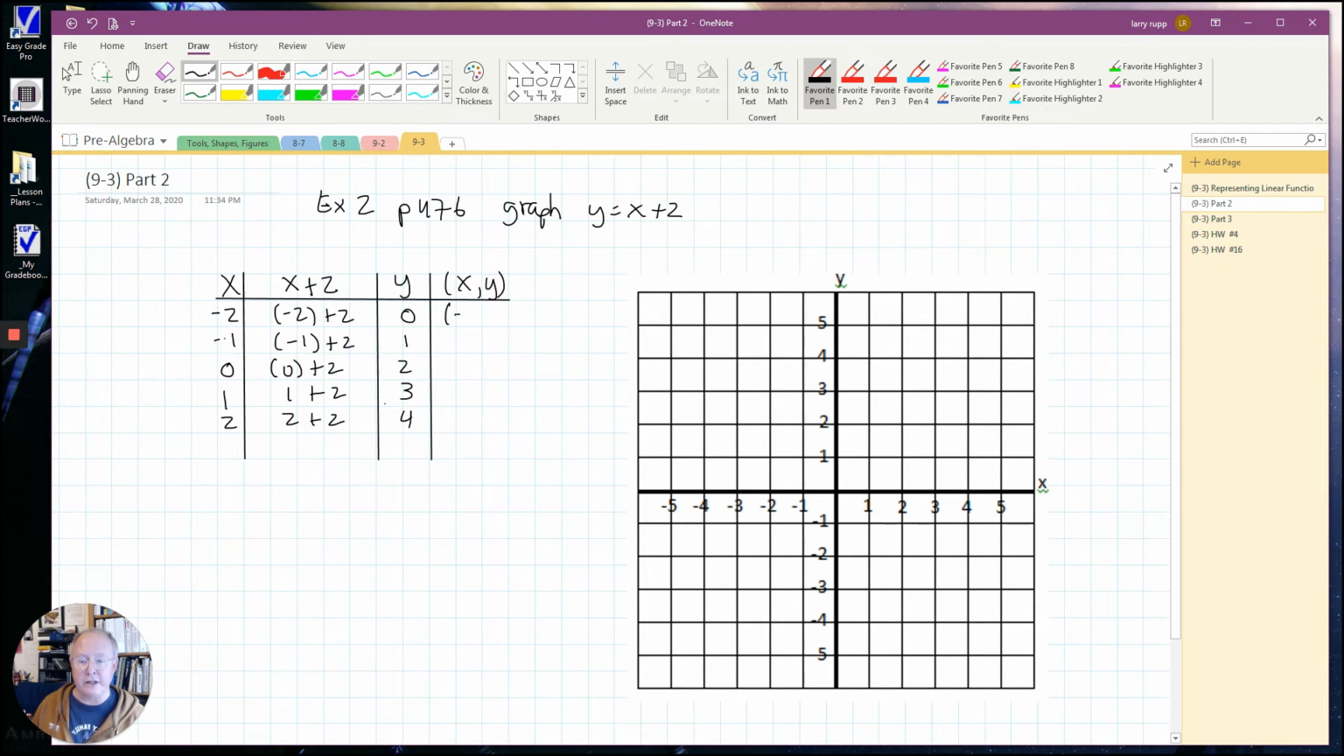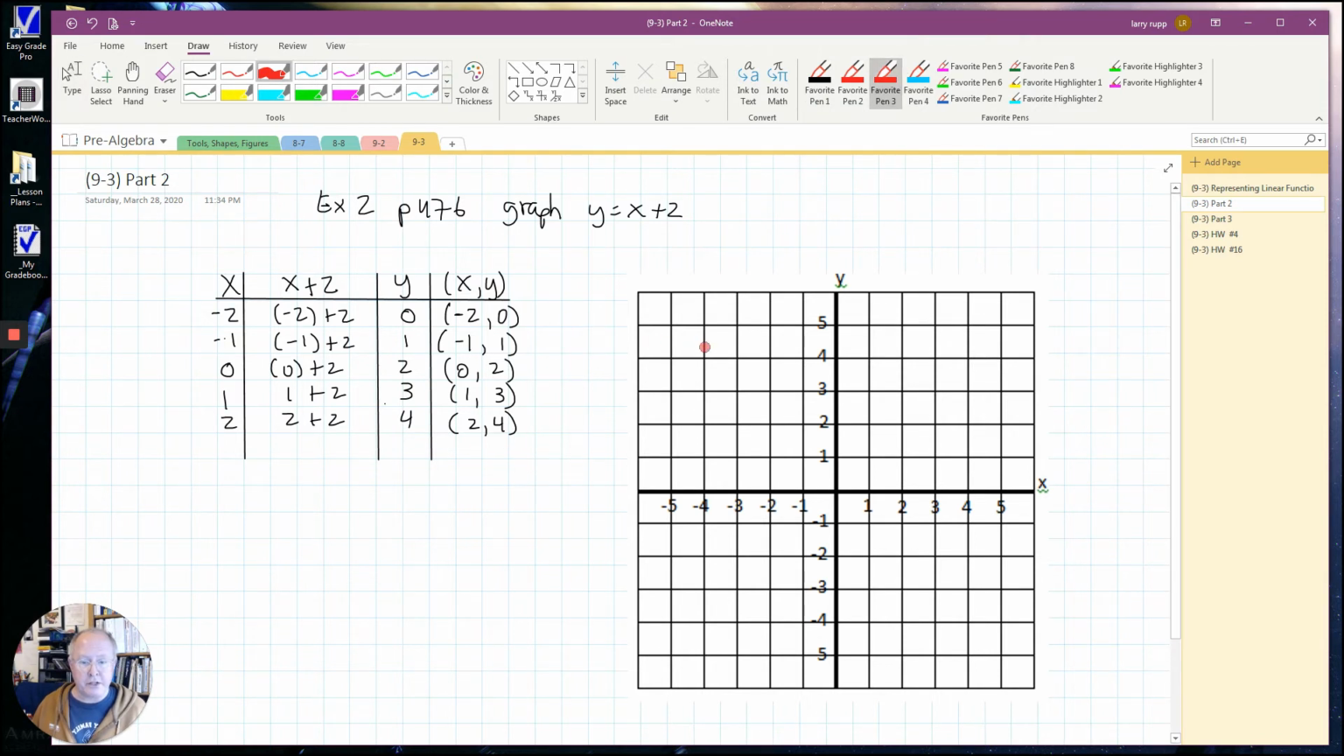So when x is -2, y is 0. When x is -1, y is 1. When x is 0, y is 2. When x is 1, y is 3. And when x is 2, y is 4. All right, now let's go and we'll plot these points on our graph.